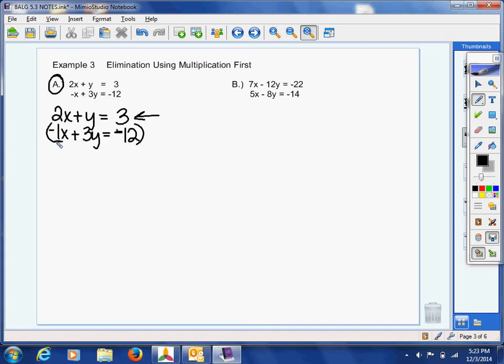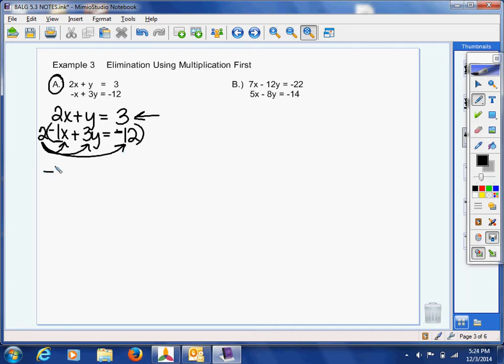Now, how would I accomplish that? Well, what number times negative 1 will give me negative 2? And hopefully you are saying to yourself, positive 2. You're exactly right. So we're going to literally distribute that to every number in the equation. I can't just do it to the first number and not to the rest of them. I've got to do it to every number in the equation. So let's go ahead and do that.